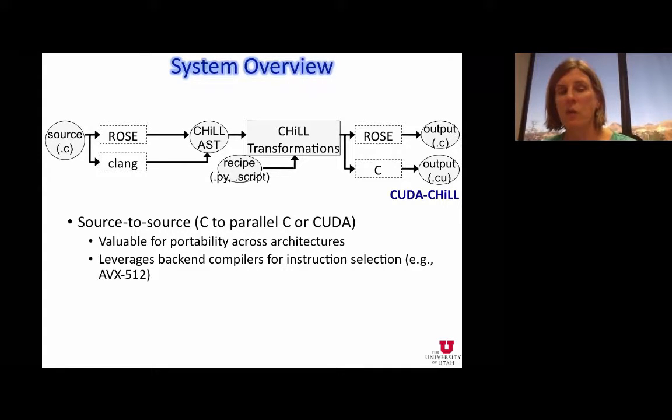Generating source code is valuable if you want to be able to port from one architecture to another. So that's why we do it. And then we can also leverage backend compilers for doing low-level instruction selection, like picking the AVX instructions. You can think of the transformations we're applying as high-level: change the way that memory is accessed, change the parallelization strategy, these higher level optimizations, and then we're relying on a backend compiler to do the more conventional optimizations.